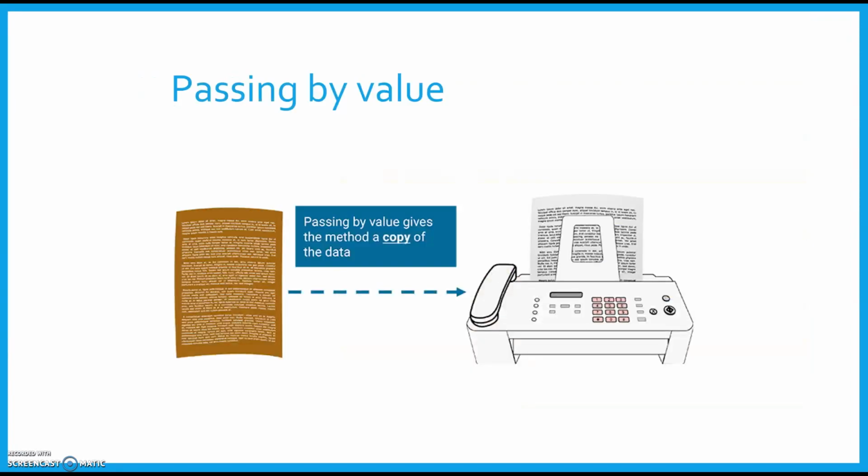Another way to think of passing by value is that it's making a copy of the data. So if I had a worksheet and I made a photocopy of the worksheet and gave that worksheet to you, I have a copy, you have a copy. You write on your worksheet. Does that change what's on my piece of paper, my worksheet? And the answer is no, because we each have separate copies.